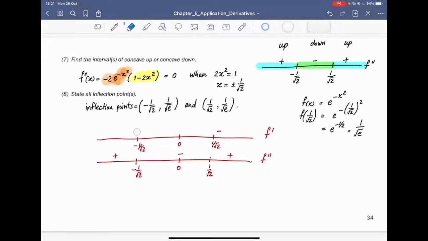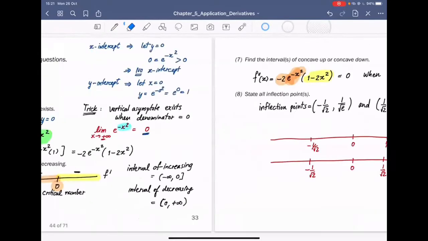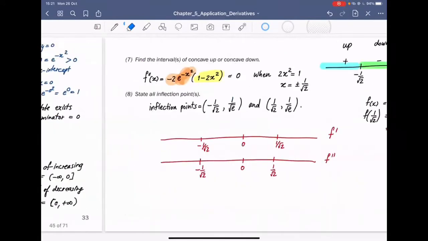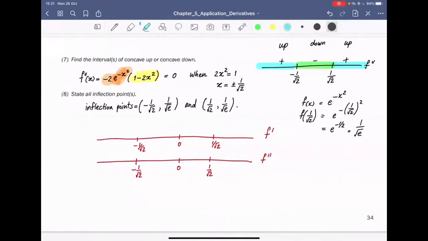So let's start from f prime first. For f prime, I know that everything below 0, the one that I highlighted in orange, is going to be positive. And the one I highlighted in yellow here is going to be my negative thing, right? So this is positive, positive, and this is negative, negative.